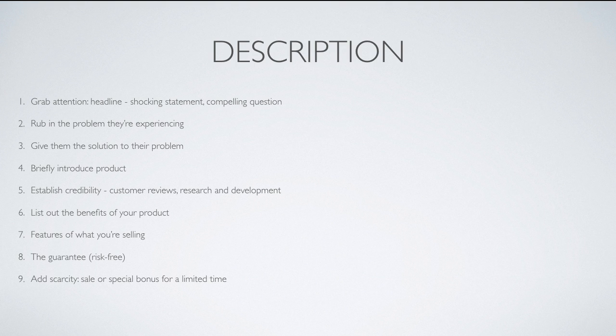Number nine is to add scarcity. This can be some sort of sale or special bonus for a limited time, especially if you're just starting out. You can say, hey, just for this month of November, for this month of December, we're offering our product.